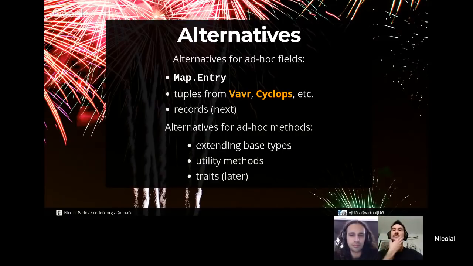If you want to use real tuples, Vavr and Cyclops are there for you. For example, other functional programming languages all have tuples. Jool, for example, JOOλ has it as well. Then records are going to come up in Java in the future, and that would be a great way to create a new type there in basically a single line.